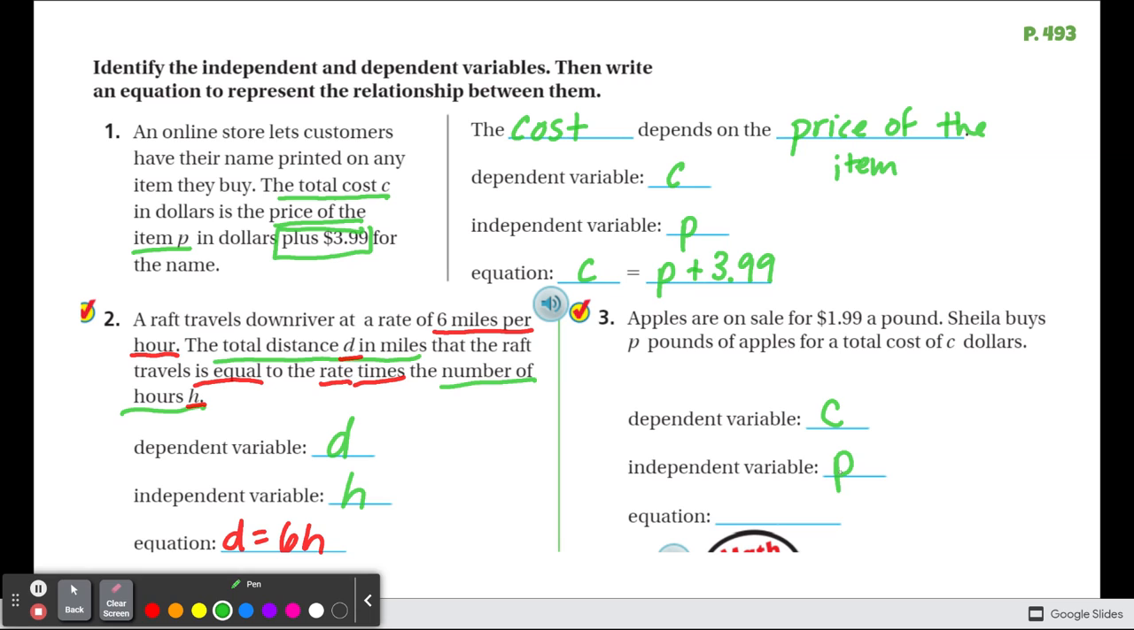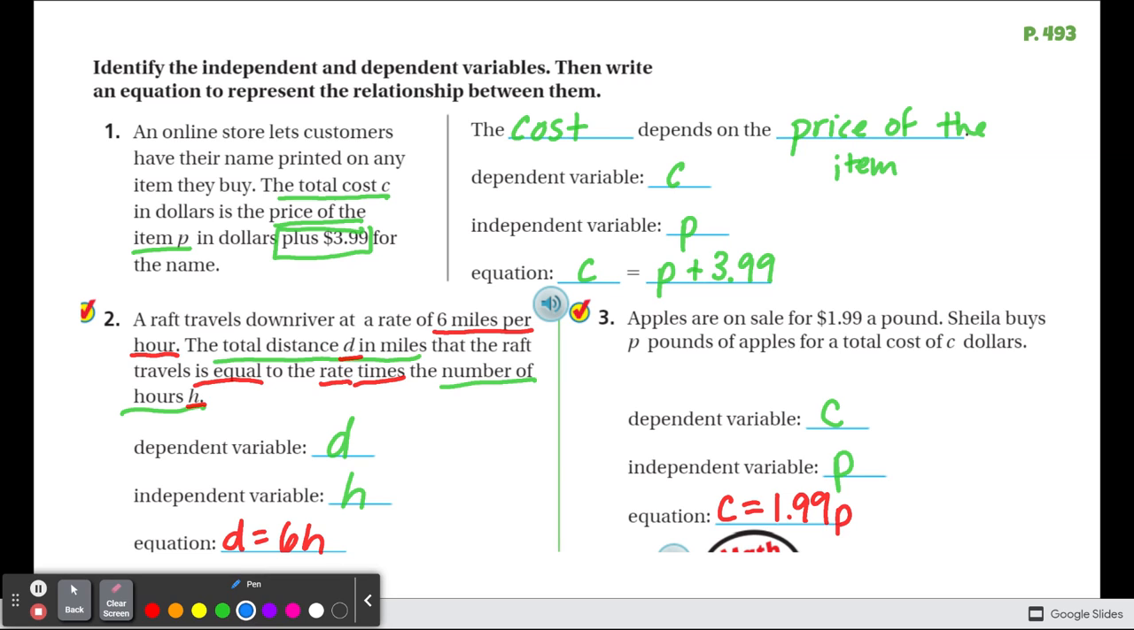Now we need to think about what equation we could write to represent the relationship between these two variables. So let's go ahead and write them. And I'm going to think the cost equals the price per pound times how many pounds I buy. So I have $1.99 times P.